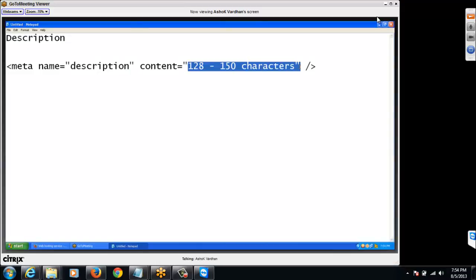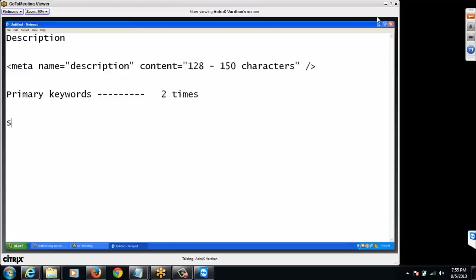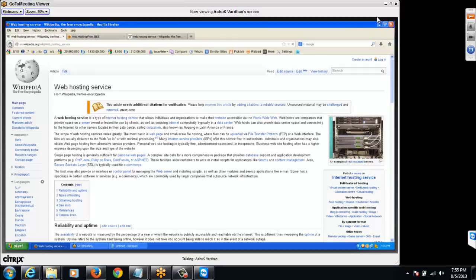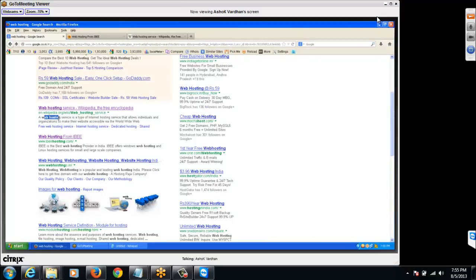When you write a 128 to 150 character meta description tag, we must use the primary keyword 2 times. Very important, primary keyword 2 times. Secondary keyword only 1 time. Ternary keyword 1 time. Like this, in this short description, you must use primary keyword 2 times, secondary keyword 1 time, and ternary keyword 1 time.